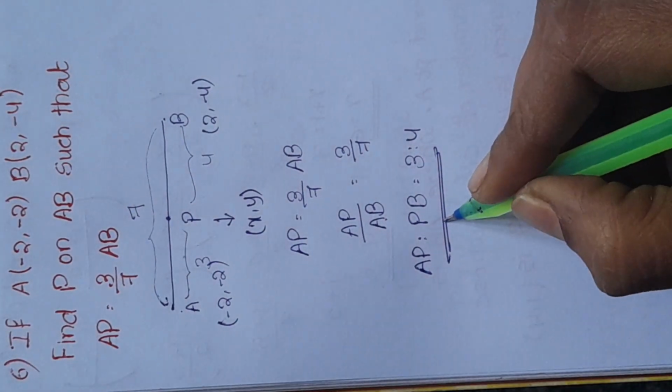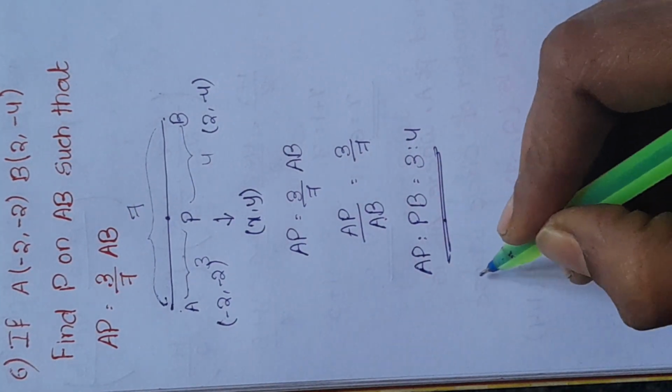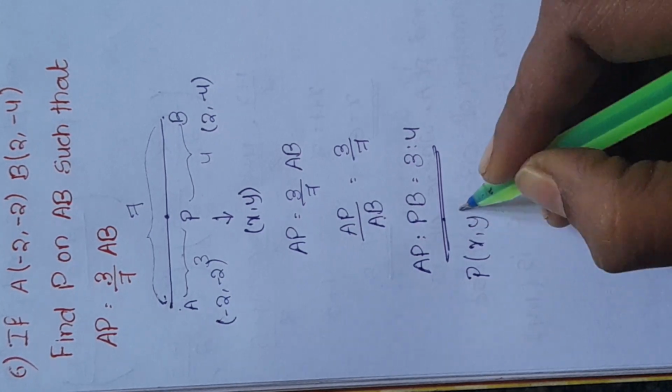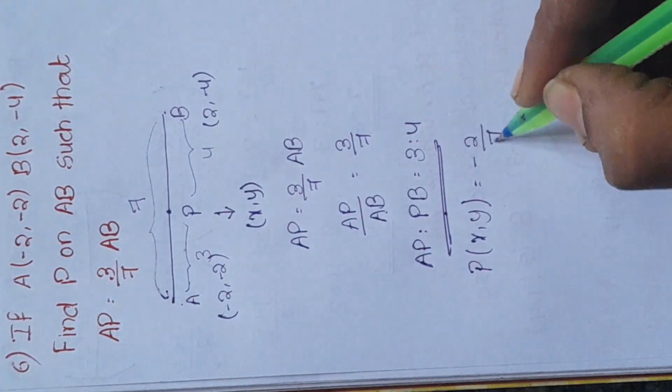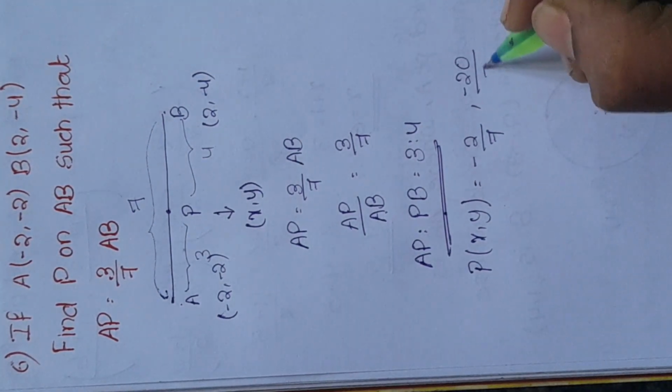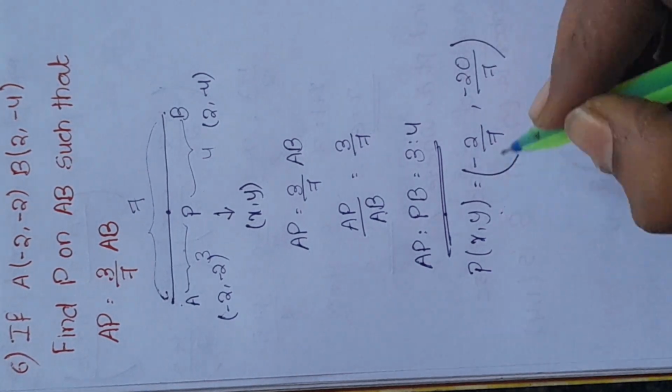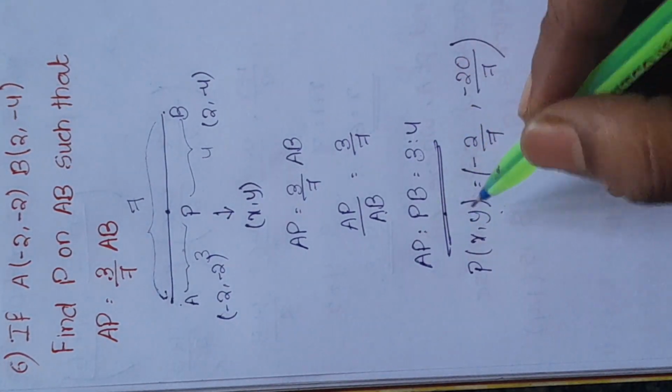Now by using the section formula, we can find the coordinates of the point P, (x, y). We get the answer as minus 2/7 and minus 20/7. Just we should substitute the 3:4 ratio in the section formula.